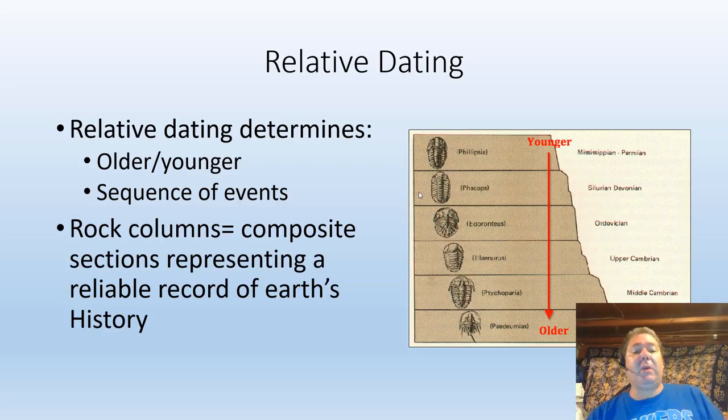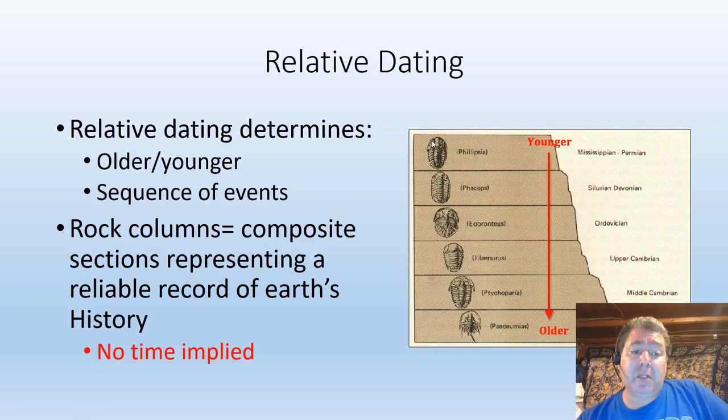And we're creating what we call a rock column, right? A composite section that represents a reliable history of Earth's record. Now, you don't find any one place on the Earth where you can just see straight from 4.55 billion years till now, right? You've got to take little pieces here, little pieces there, match them up and stick them together, and build up a nice big composite section representing a reliable history of our planet.